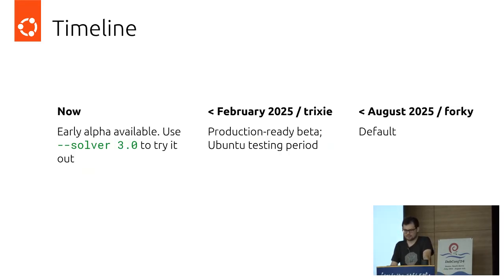And yeah, in about February or Trixie, we want to have it production ready. More or less as a beta, like an opt-in beta, so you can still use the --solver 3.0 argument, but the default solver will still be the old one. Then we want to test this a bit in Ubuntu, make it the default in Ubuntu first. Do some automatic regression reporting and analysis and see what breaks and what we need to fix. And then once Trixie is released, we want to make it the default in Debian as well.